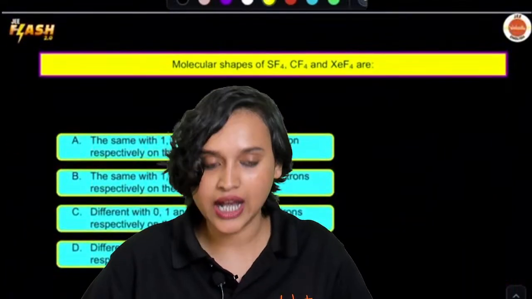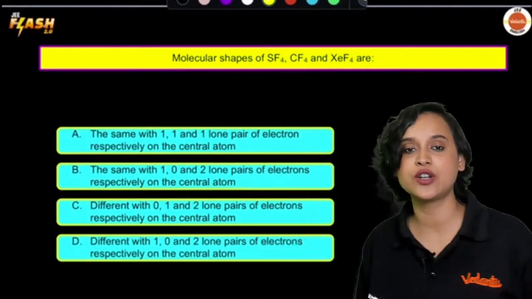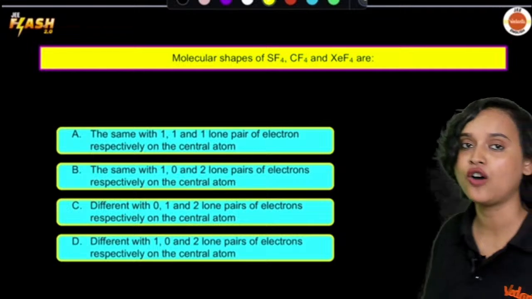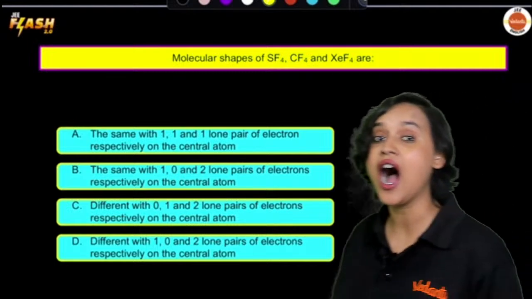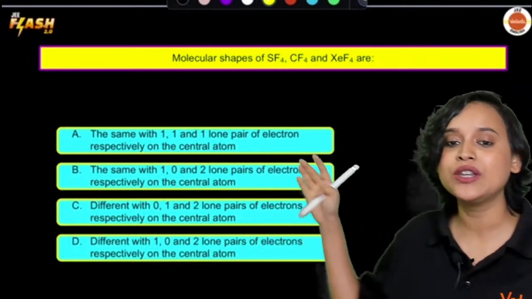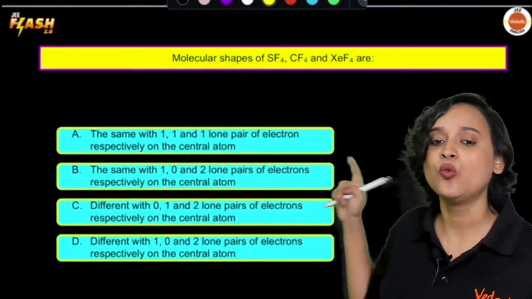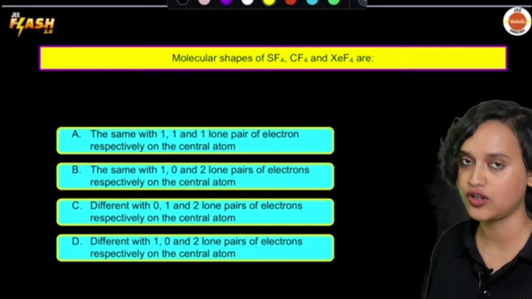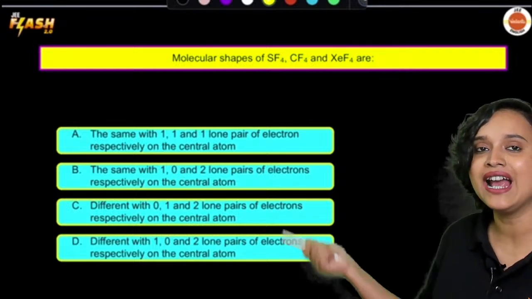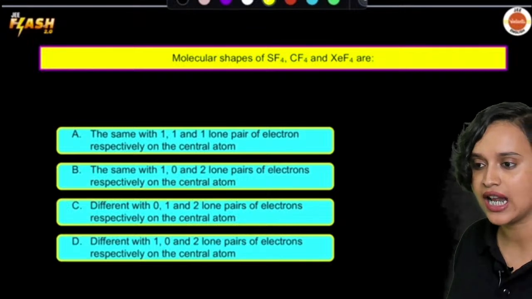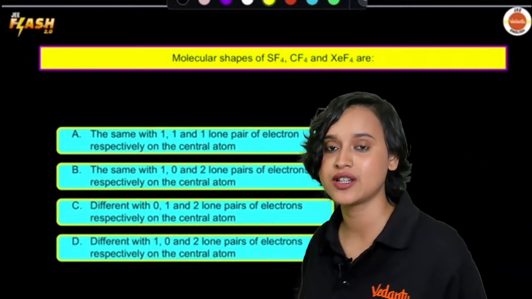Now quickly let us try and do a question. Are you all with me? Shall we solve a question, guys? Let's solve a question. The question is: molecular shapes of SF4, CF4 and XeF4 are. The options: A, the same with 1, 1 and 1 lone pair of electron respectively; B, the same with 1, 0 and 2 lone pair of electrons respectively on the central atom; C, different with 0, 1 and 2 lone pair of electron respectively on the central atom; or D, different with 1, 0 and 2 lone pair of electrons respectively on the central atom?